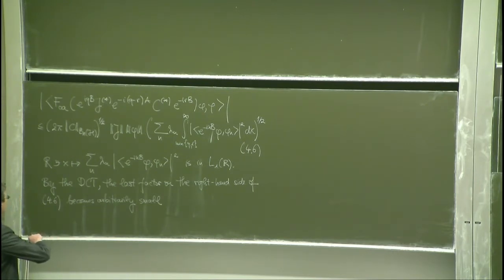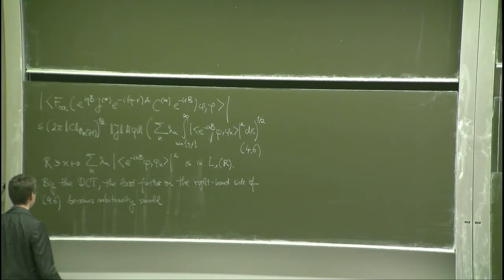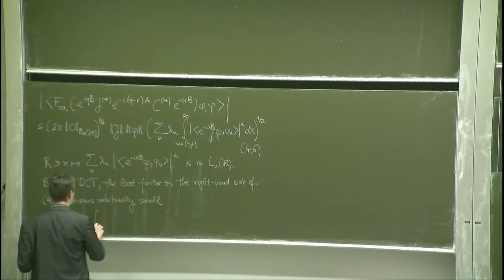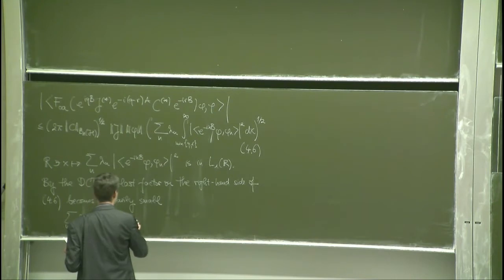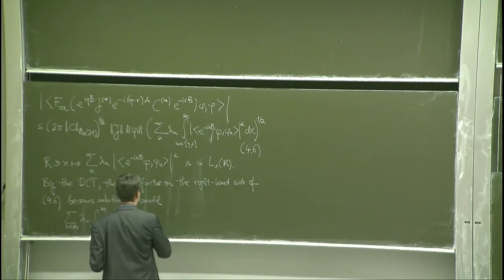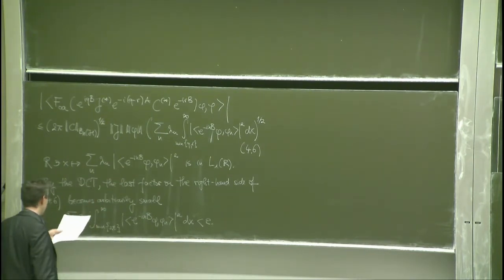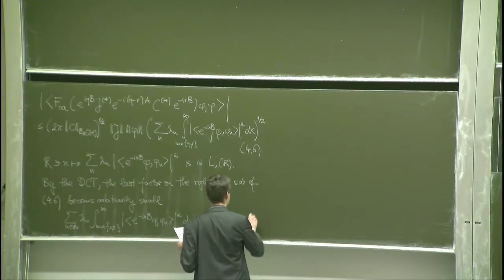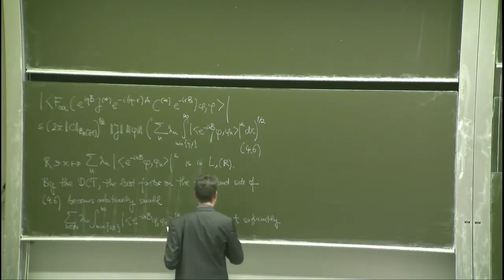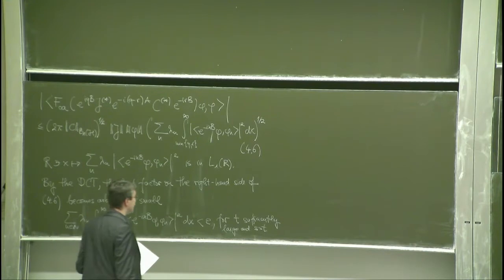Using these two results here and Lebesgue's dominated convergence theorem, we find out that the last factor here on the right-hand side of 4.6 becomes arbitrarily small in the sense that the sum over n of lambda n, integral starting from the minimum of s and t to infinity over the absolute value of exponential minus I xb phi n to the power of 2 dx becomes smaller than some given epsilon for t sufficiently large and s bigger than t. And this then completes our proof.